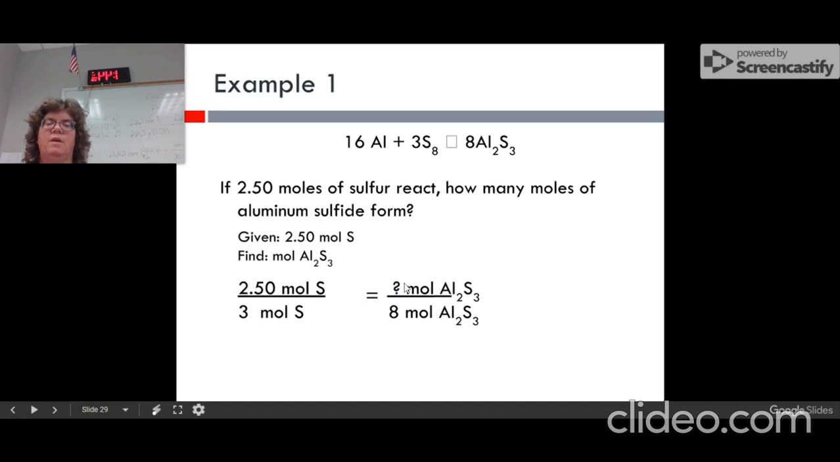So when I cross multiply or do the math to work out this equation, I find out that 6.67 moles of aluminum sulfide are formed. So if I have 2.5 moles of sulfur, I will end up with 6.67 moles of aluminum sulfide.